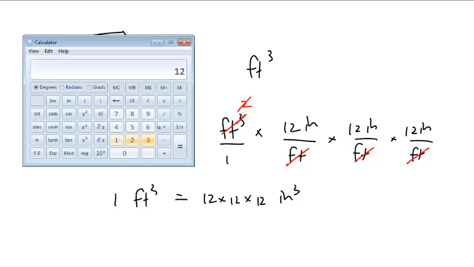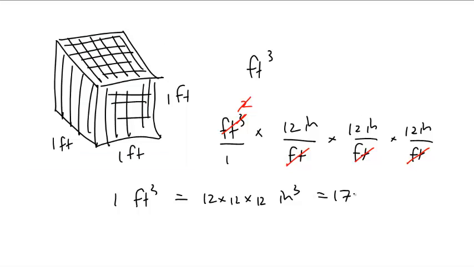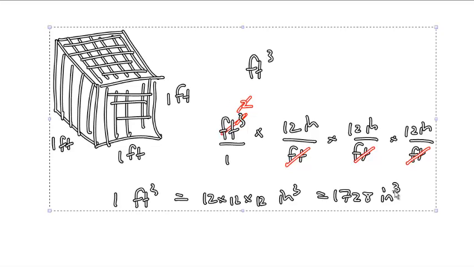And what is 12 times 12 times 12? I don't know that one off the top of my head. We cube it to get that: 1,728. So in one single cubic foot, there's almost 2,000 cubic inches.